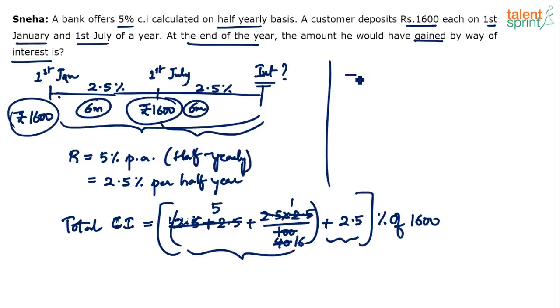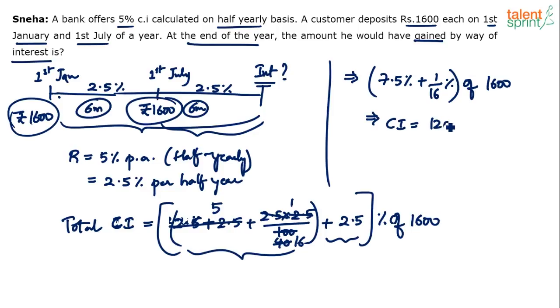So it comes out to be 7.5% plus 1 by 16% of 1600. So do the calculation. 7.5% of 1600 will be 160 minus 40, 120, plus 1 by 16% of 1600 will be 1, because 16 and 16 get cancelled, zeros and zeros also get cancelled. So total will be 121.